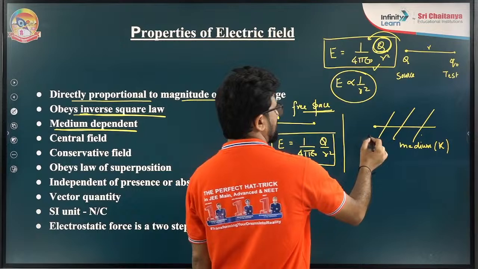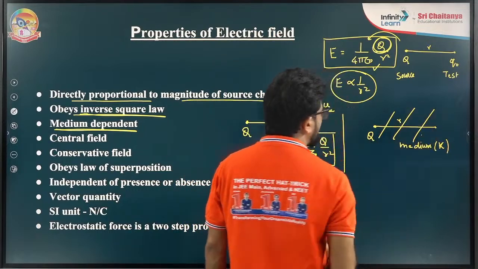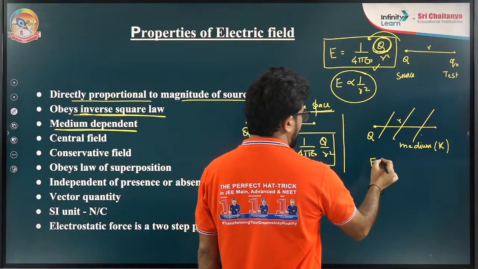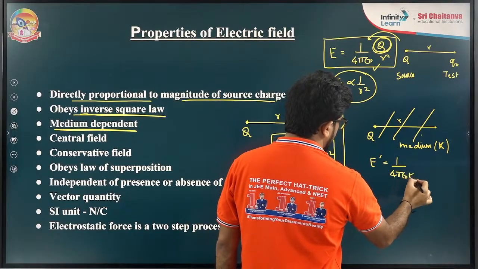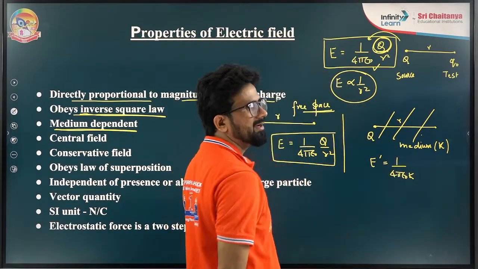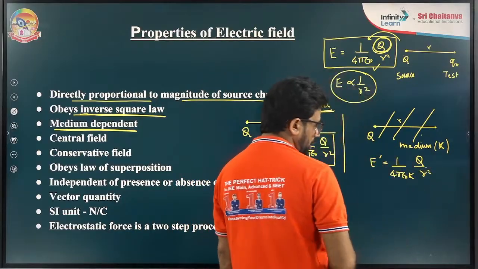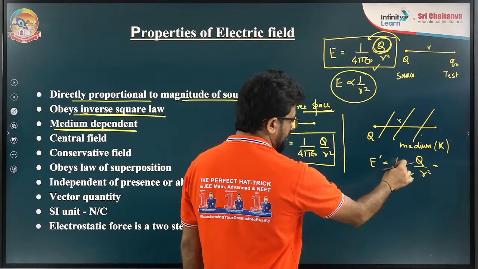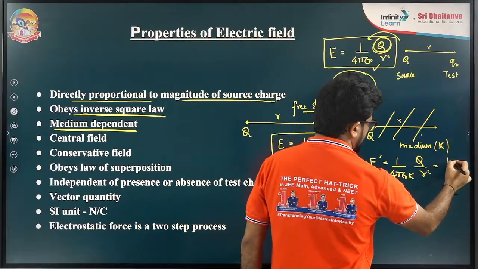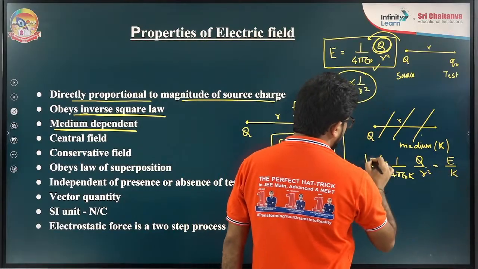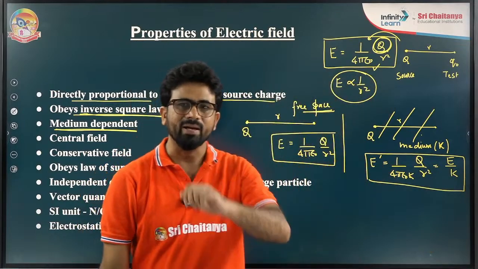Medium dielectric constant is K, and this source charge is Q again, and separation again R. At this point, I want to calculate the field. Then you will say E prime is equal to 1 by 4 pi epsilon naught into K, because this K is a dielectric constant we have learned, and Q by R square. Or you can see 1 by 4 pi epsilon naught Q by R square is E, divided by K. So we can say this is E by K times. That means whenever there is a dielectric constant, the field decreases by K times.